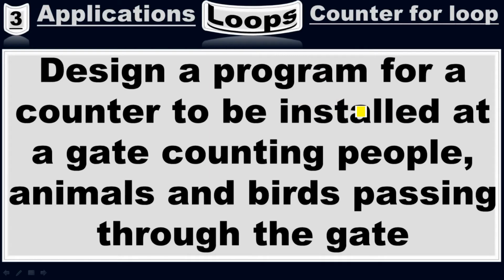We need to design a program in Python for the counter to be installed at a gate counting people. It will count the people, animals, birds passing through the gate. This program will just count the number of the items passing through the gate, whether they are animals, whether they are birds. Everything will be counted by this program. So it is just a simple counting program. We will use the counter for loop here. Let's go for the solution.